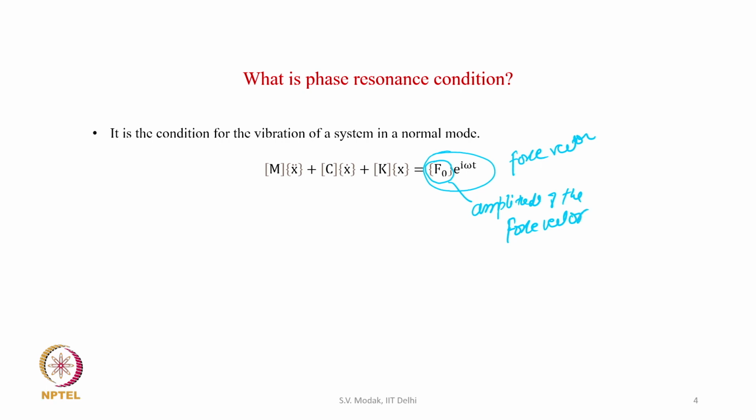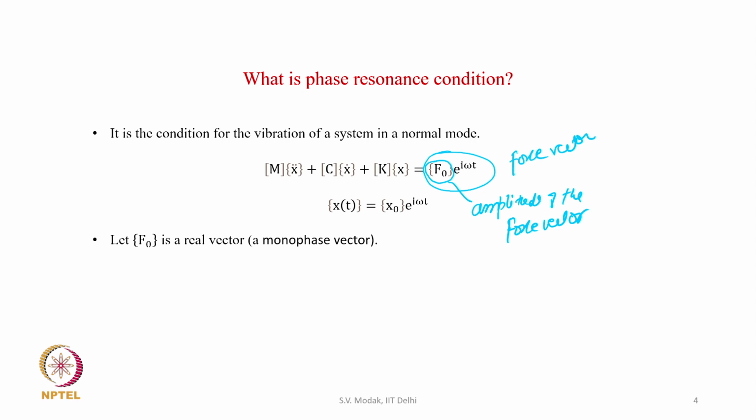So, what would be the response of the system? That will be the steady state response. The steady state response would be at the same frequency, and it can be given by x of t is equal to x naught e to the power i omega t. So, this is the steady state response, and the vector x naught is the vector of steady state amplitude at different points.